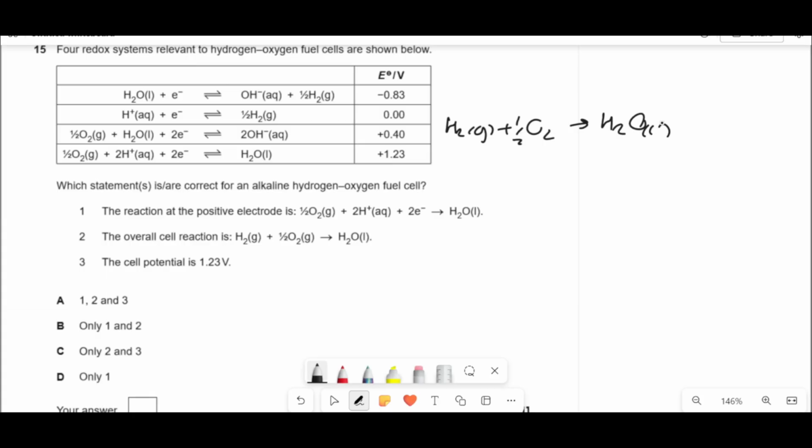Now, whichever one of these is going to give you an overall reaction is that. So if you see the H2 and the O2 and whatever, right? What's happening to the H2 is that it's going from 0 to +1, so that's got to be oxidized, so the O2's got to be reduced.